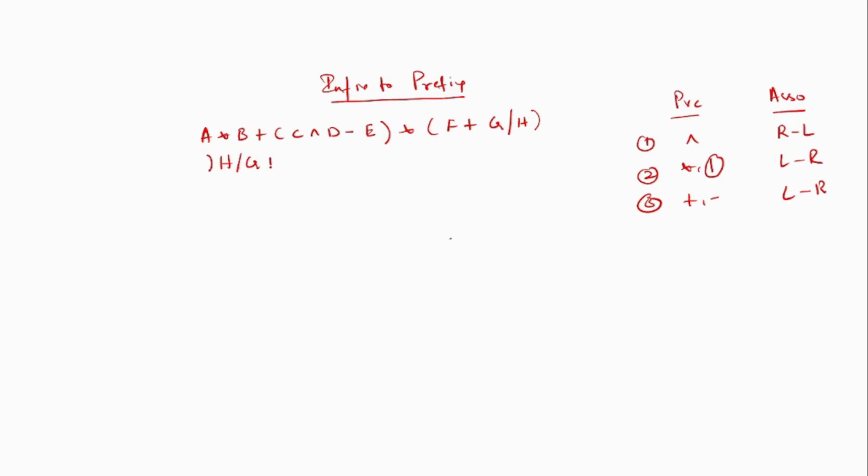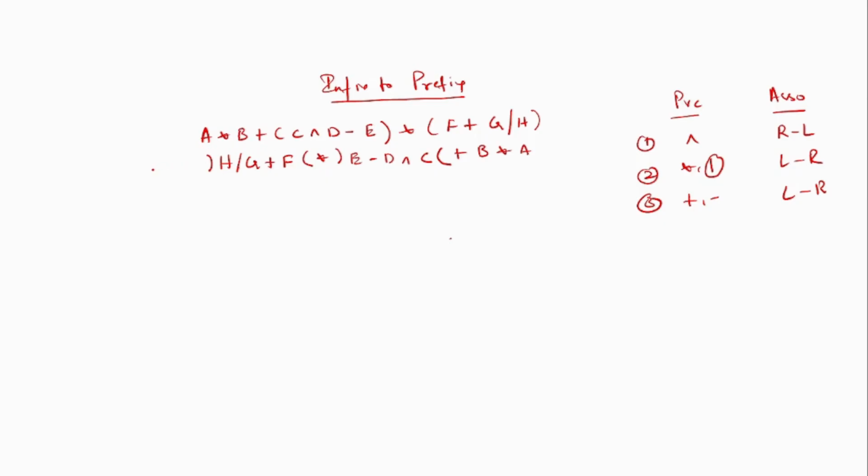By G plus F open star, close E minus D to the power C, okay, open the bracket, plus B star A, right? So close bracket H by G plus F open bracket star close bracket E minus D to the power C open bracket plus B star A.